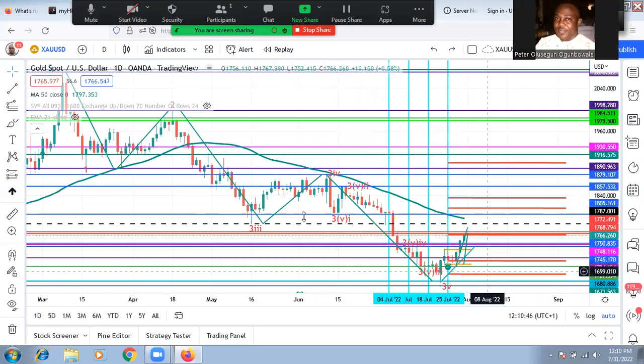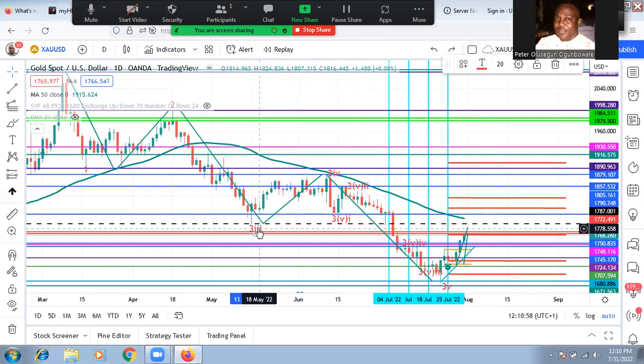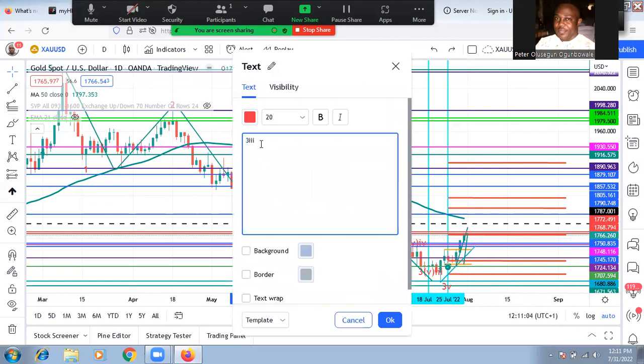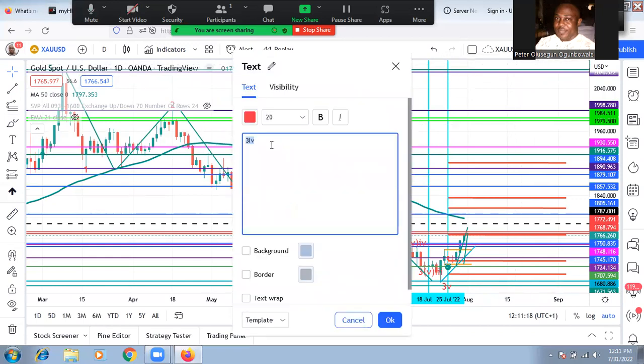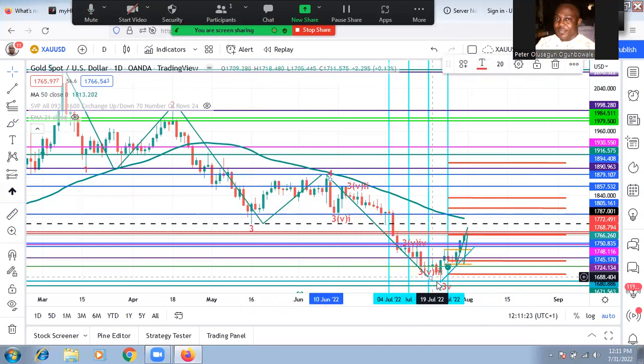So price is not expected to break above here. So I would rather take this one as wave 3, and take this one as another wave, which is 5, which is 4. I'd rather take this one as a 4 swing. Let me deal with it as a 4 swing, and let me deal with this as a 5 swing.